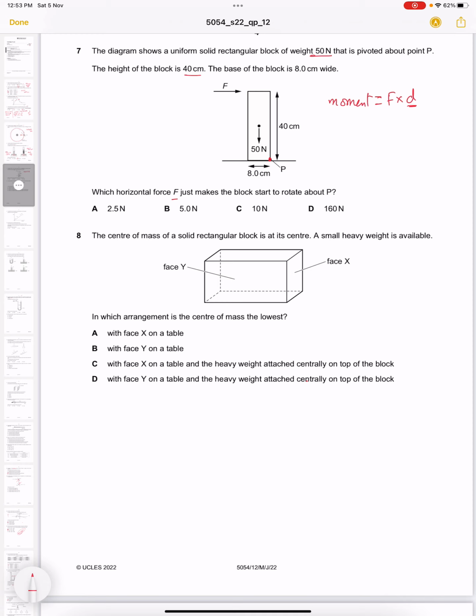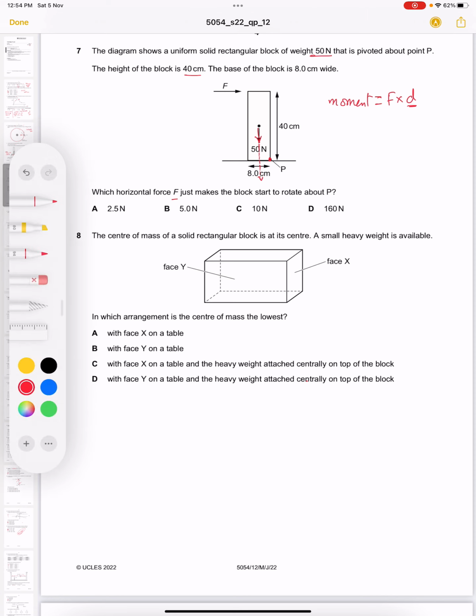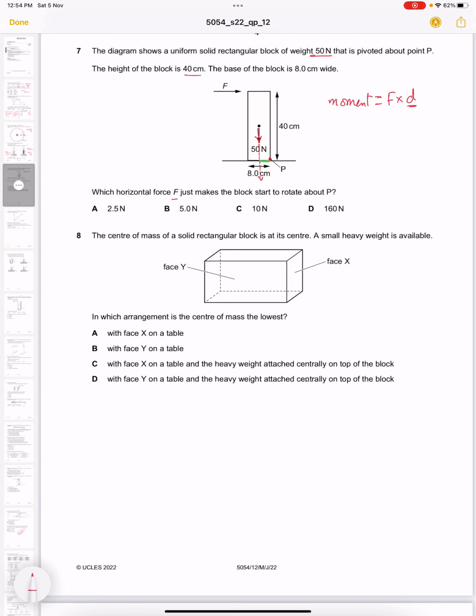So let's talk about the weight of the block, which acts from the center. The line of action of this weight is this one, I have drawn a dotted line here. This weight is acting from the center, and P is the pivot point. The distance which is perpendicular to this force is this one, which I have indicated with green. Here is the force, and here it is a 90-degree angle. So this moment will be 50 multiplied by 4.